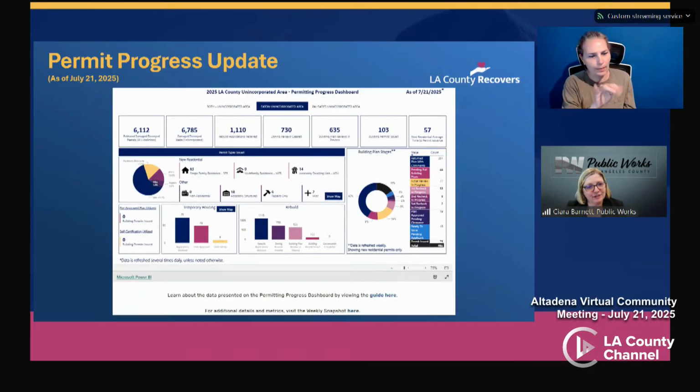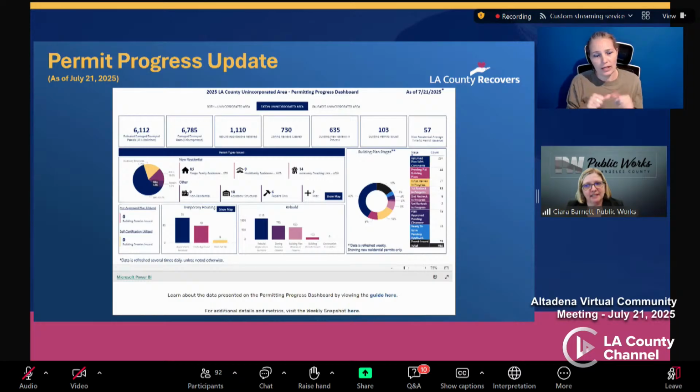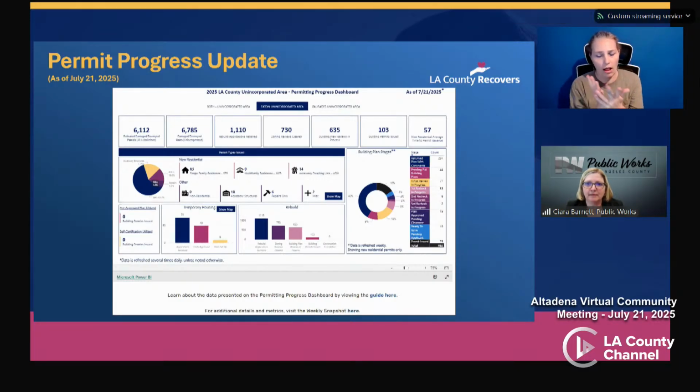And as of this week, we continue to see progress across all phases of permitting, plan checks, and approvals. So this dashboard displayed on the screen can be found at our recovery.lacounty.gov site on the rebuilding section, and it's updated several times a day each weekday. So looking at today's updates, 1,110 rebuild applications have been received by Los Angeles County in the Altadena area.